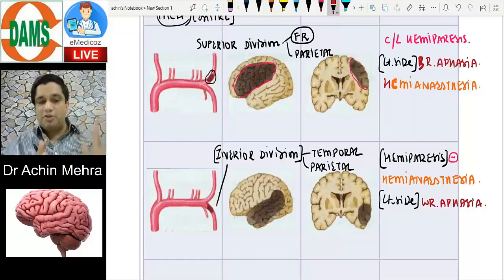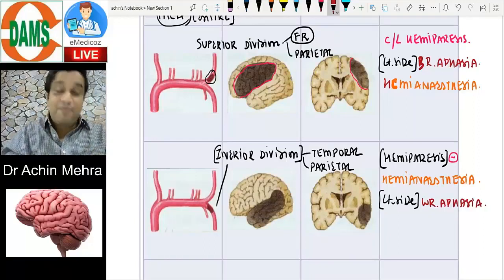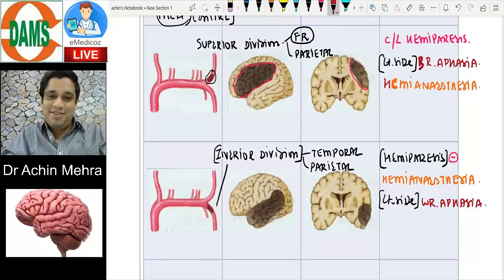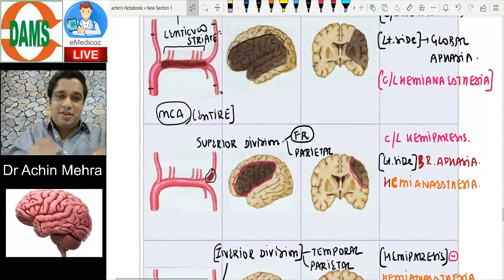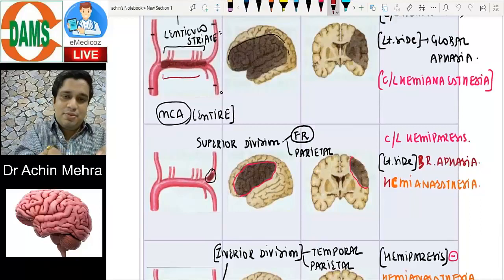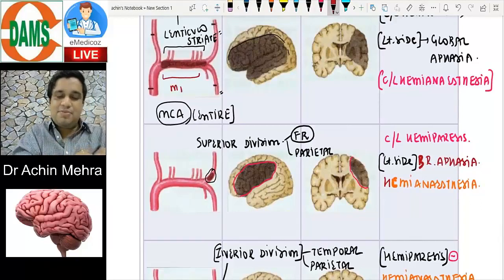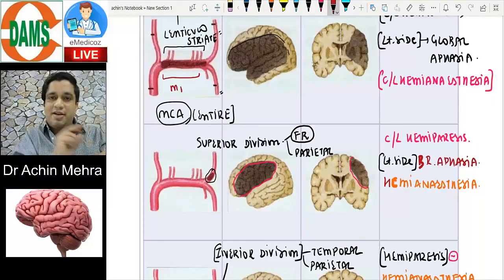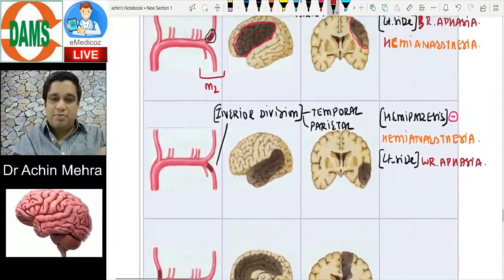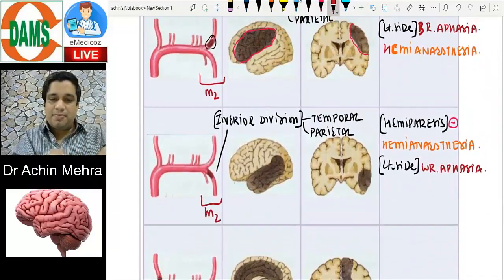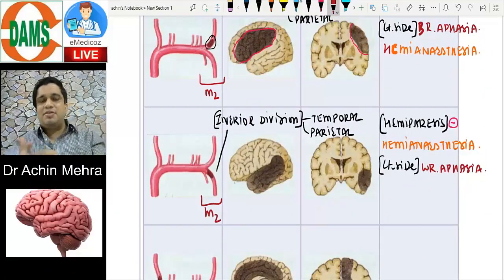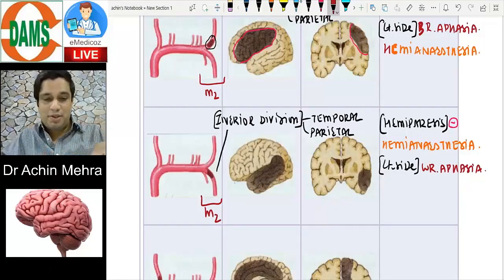Some of the authors have put it like this: M1 and M2 syndromes, where the M1 word comes here, where the entire division is involved, while the M2 will come distal to that, which can be the involvement of the superior or the inferior division. But that nomenclature is not well accepted everywhere, so that's why I'm trying to skip that particular M1, M2 terminology every time.